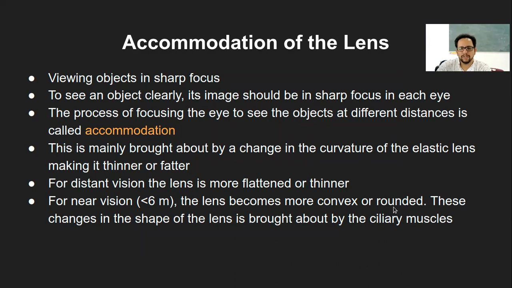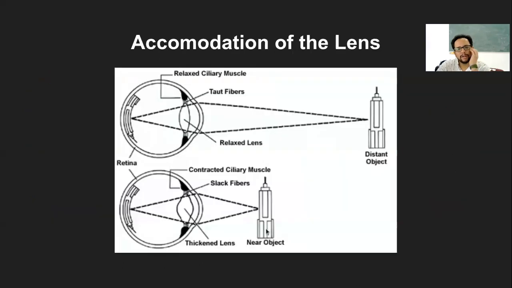So these two things you have to remember. Why? Again, that goes back to the optics part. I assume you have a basic understanding of what happens when the object is near or far from the lens structure. And these changes in the shape of the lens are brought about by the ciliary muscle. So that is just the simpler explanation of the accommodation of the lens in terms of making the lens thinner or fatter.